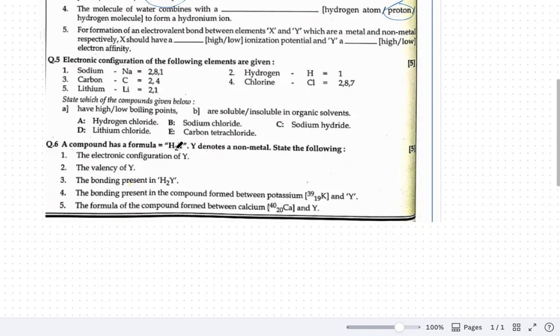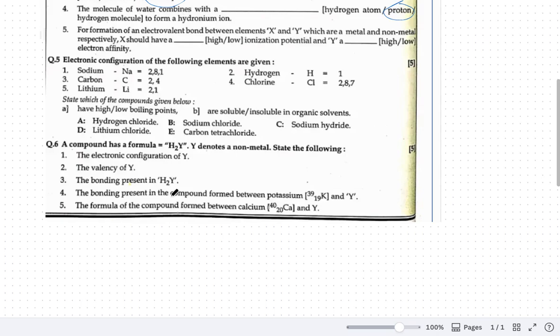A compound has the formula H2Y. Now this type of question is very typical of ICSE. Y denotes the non-metal. State the following. Electronic configuration of Y. We can clearly see the valency is 2, so the electronic configuration of Y can be 2, 6, because it is a non-metal, so it has to be -2. The valency of Y is clearly -2. The bonding present in H2Y is a covalent bond. We can see there are two single covalent bonds.